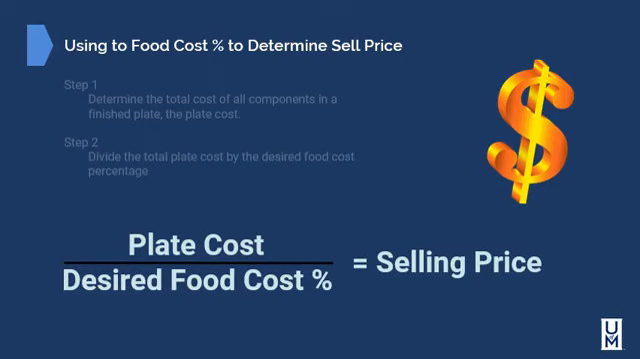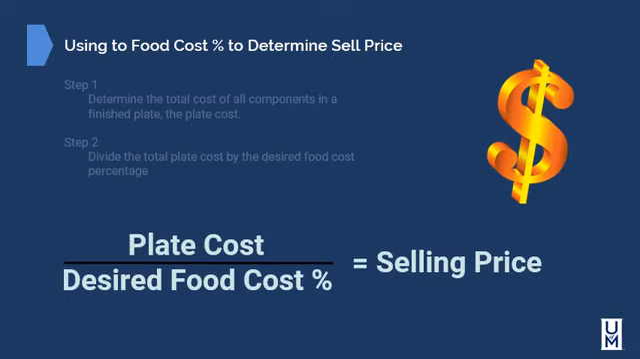So if I take this model, it's plate cost divided by my desired food cost to give me my sell price. I take my plate cost of $1 for the dessert. I divide it by 0.15, because I can't divide by a percentage, I have to turn it back into a decimal. And that gives me a selling price of $6.66. Well, I'm obviously not going to put 6.66 on my menu. What I can do, though, is put $6.95 or $7.95.